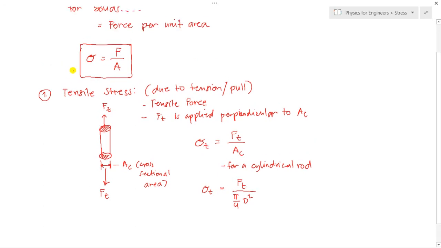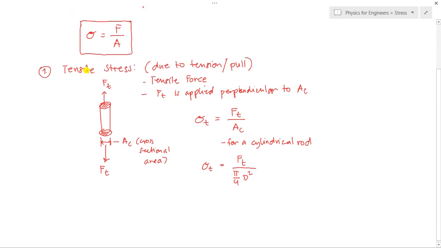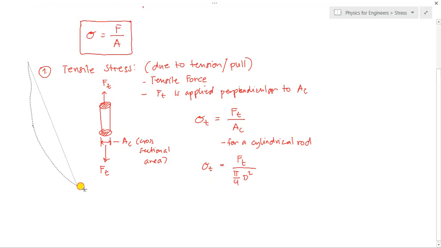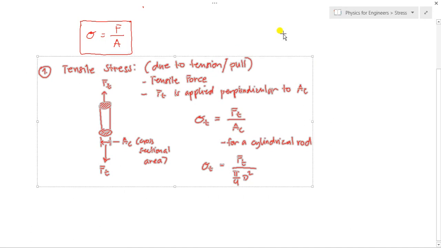So again, tensile stress is due to the tensile force, due to the tension or pull. The application of force is perpendicular to the cross-sectional area. So this is the first type of stress. The second one is what we call the compressive stress.